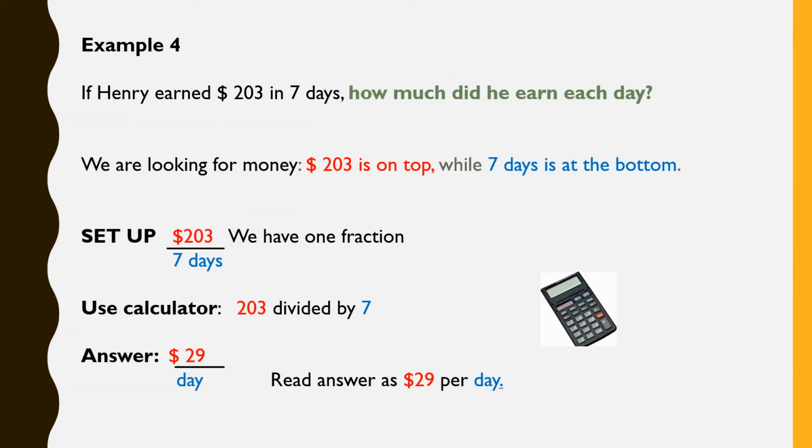Example 4. If Henry earned $203 in 7 days, how much did he earn each day? Each means divide. But anyway, we're looking for money. So $203 is on top, 7 days is at the bottom. There's only one fraction here. There's nothing we can reduce. So we simply pull out our calculator and divide 203 by 7.